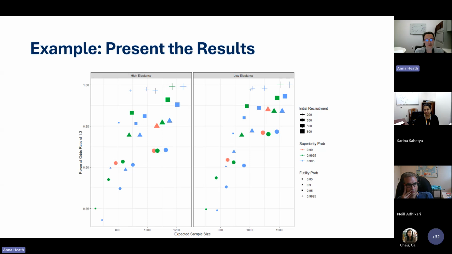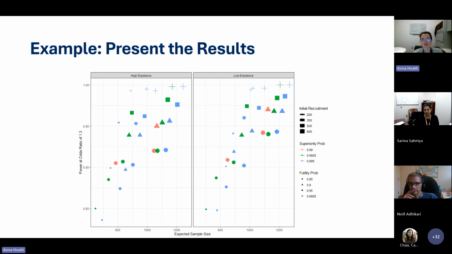So it's the proportion of states where we conclude superiority. And here we have the 2 states separately. And then on the x-axis, we have the expected sample size. So as you'd expect from a standard clinical trial, the higher the sample size, the higher the power. And these scenarios that we have here are only those scenarios where the type 1 error rate was below 5%.